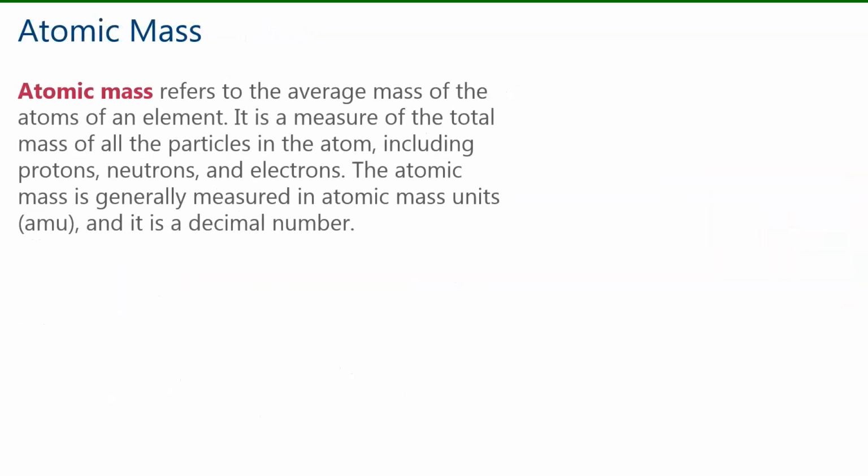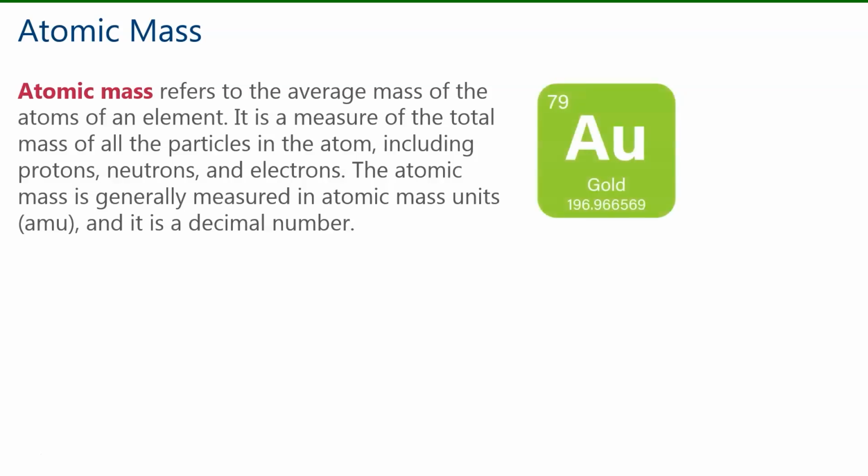Now let's review the atomic mass. Atomic mass refers to the average mass of the atoms of an element. It is a measure of the total mass of all the particles in the atom, including protons, neutrons, and electrons. The atomic mass is generally measured in atomic mass units, abbreviated AMU, and it is a decimal number. For the element gold, we can see the atomic mass is the decimal number underneath the word gold.